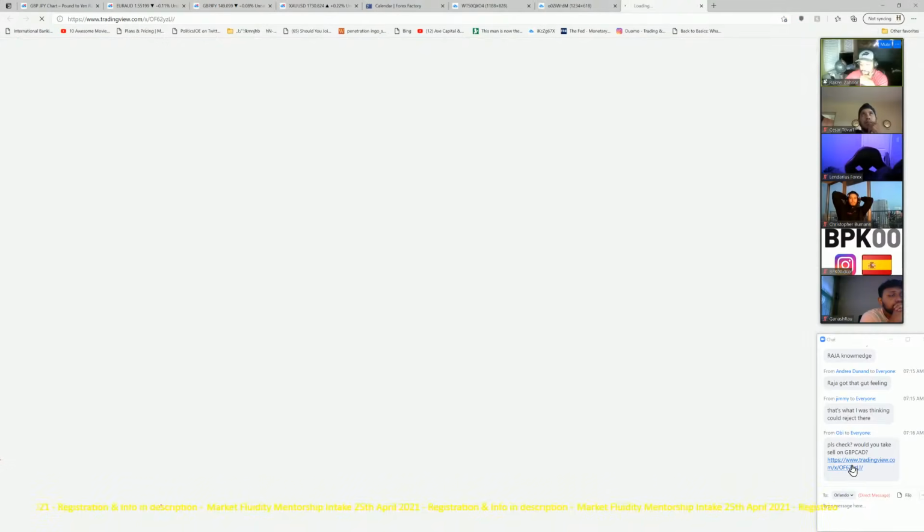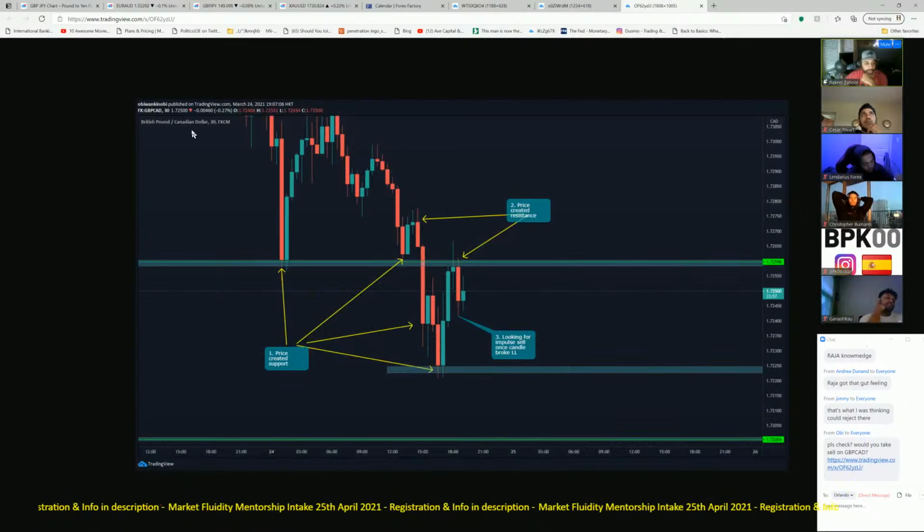Let's take a look at this GBP CAD chart over here. So GBP CAD, price created resistance, looking for impulse sell once candle broke below. Yep, makes sense. I like this too. I agree with this. 100%. If we can break the low, we're going to continue down. But if we start breaking above 1.72600, then we can continue moving up over here. This is like a 12 pip range here too.